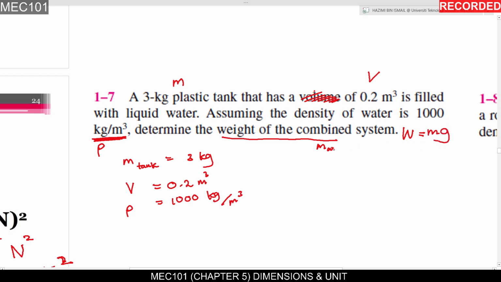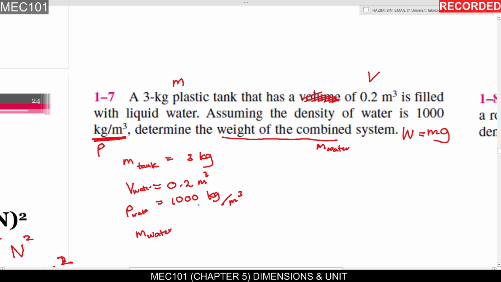But here we have to know the mass of water before we continue with the calculations to find the weight. So you see here how to get the mass of water. The density here means the density of the water, and the volume here also means the volume of the water in that tank.